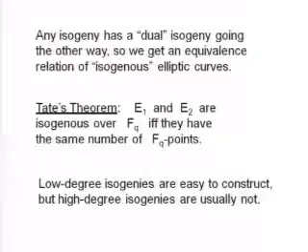For an isogeny, there's a dual isogeny going the other way, and so there's an equivalence relation between elliptic curves of being isogenous. So this is a larger class than isomorphism. Then there's a basic theorem by Tate related to curves over a finite field, that they're isogenous over the finite field if and only if they have the same number of points over that finite field.